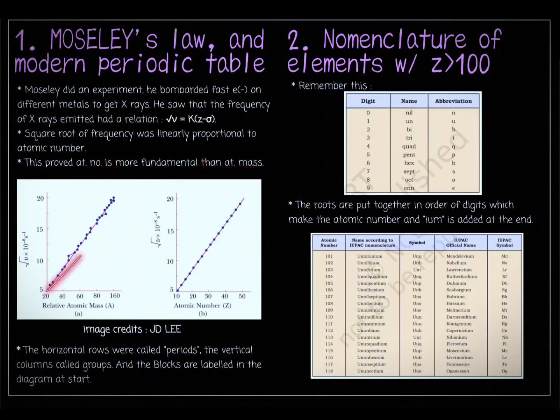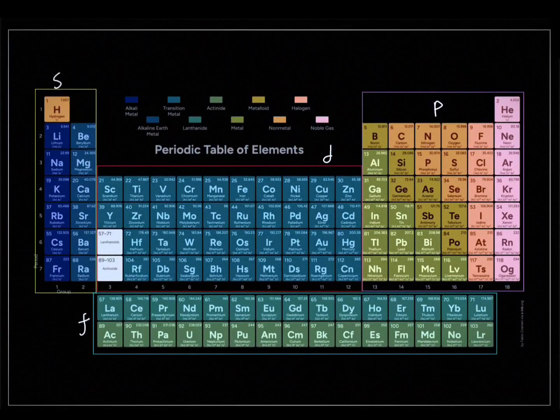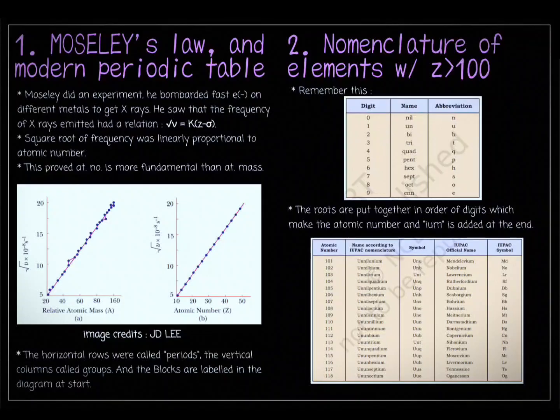When he did it against atomic mass, this was the graph, and you can see it is perfect with atomic number. And in a periodic table, the horizontal rows are called periods, and the vertical columns are called groups. All the blocks are labeled in the diagram at the start. I showed you that. Now this is the nomenclature of elements which have atomic number greater than 100. Note that these are not the official names. These are basically the convention that we follow to name the elements before an official name is claimed by a country or the discoverer of the element.